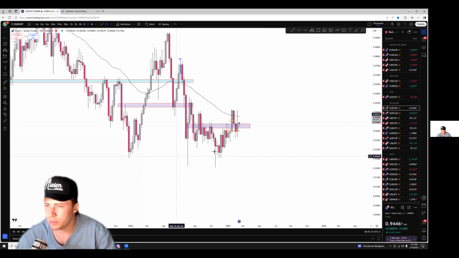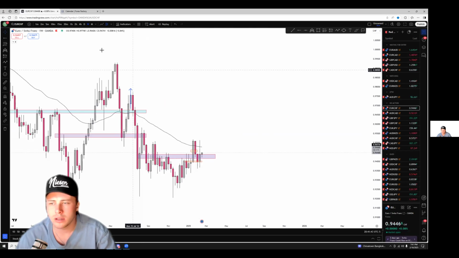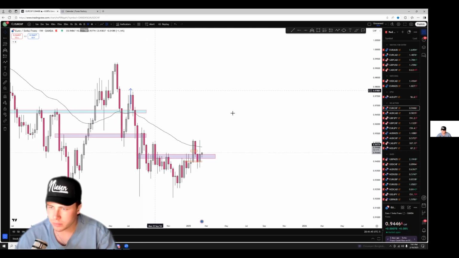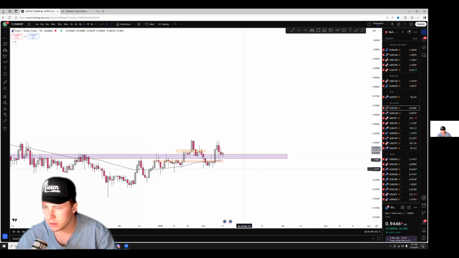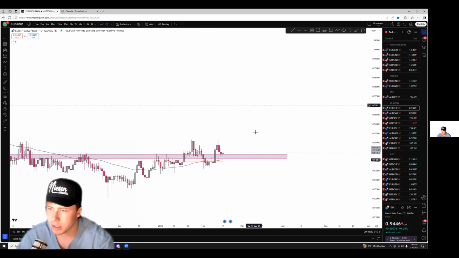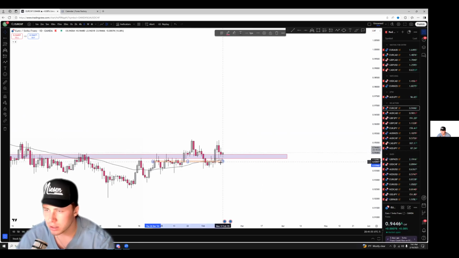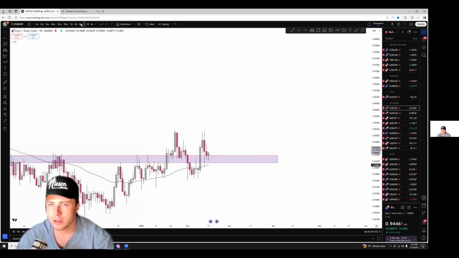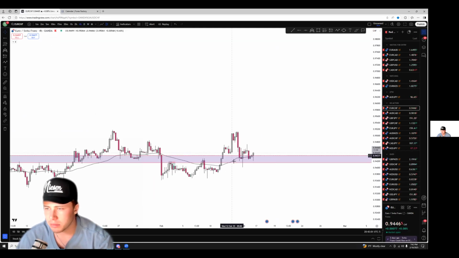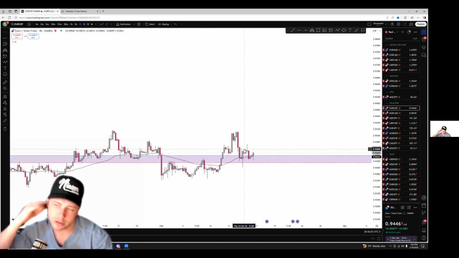What do we got here? Weekly is bullish, left head, right shoulder, neckline retest. Daily is bullish with a neckline retest, not a neckline retest, but an area of interest retest. 4 hour is bearish with a head and shoulders.